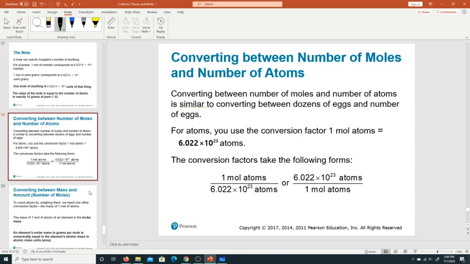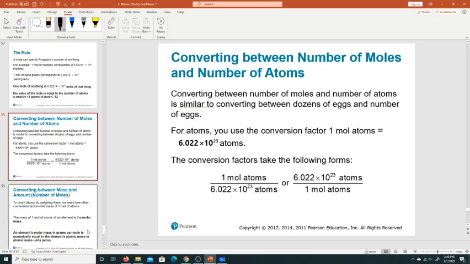So basically we can use this conversion to convert between atoms and moles. We can also use the average atomic weight to convert between grams and moles. And we can use the average atomic weight and the conversion between moles and atoms to find atoms. So you need to look at a problem and think about what is needed to solve the problem.